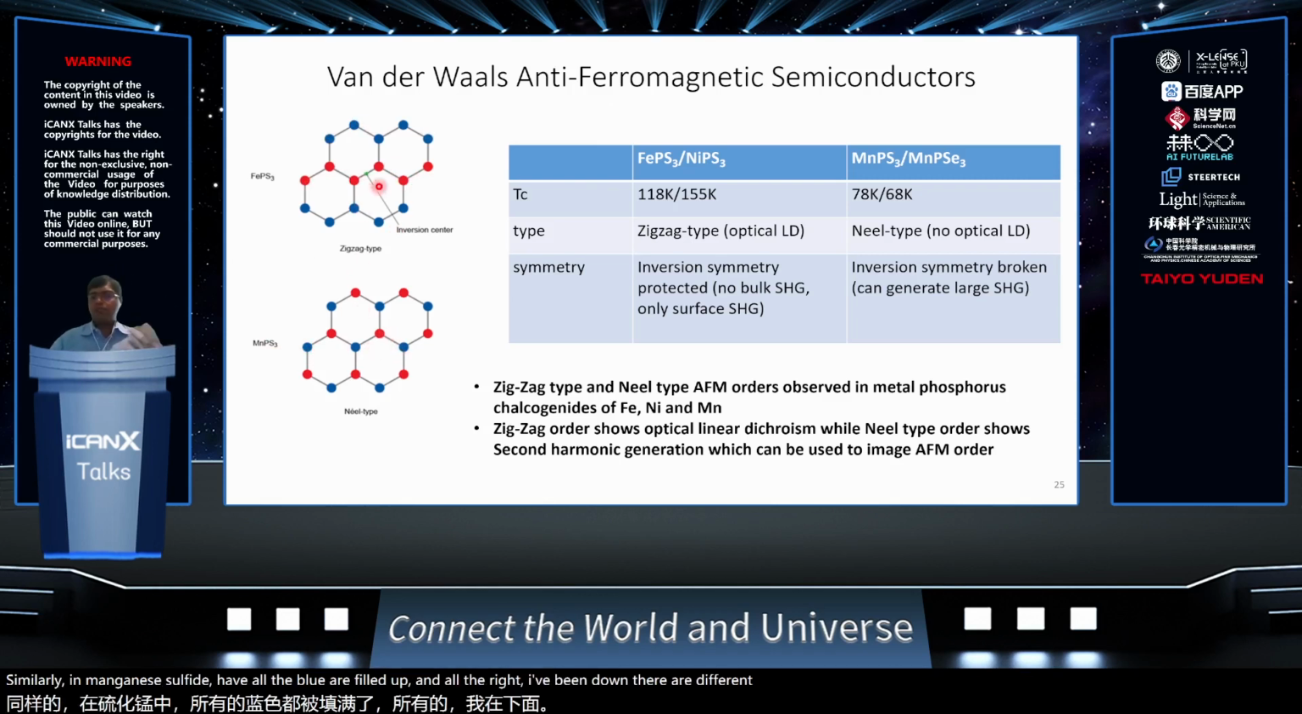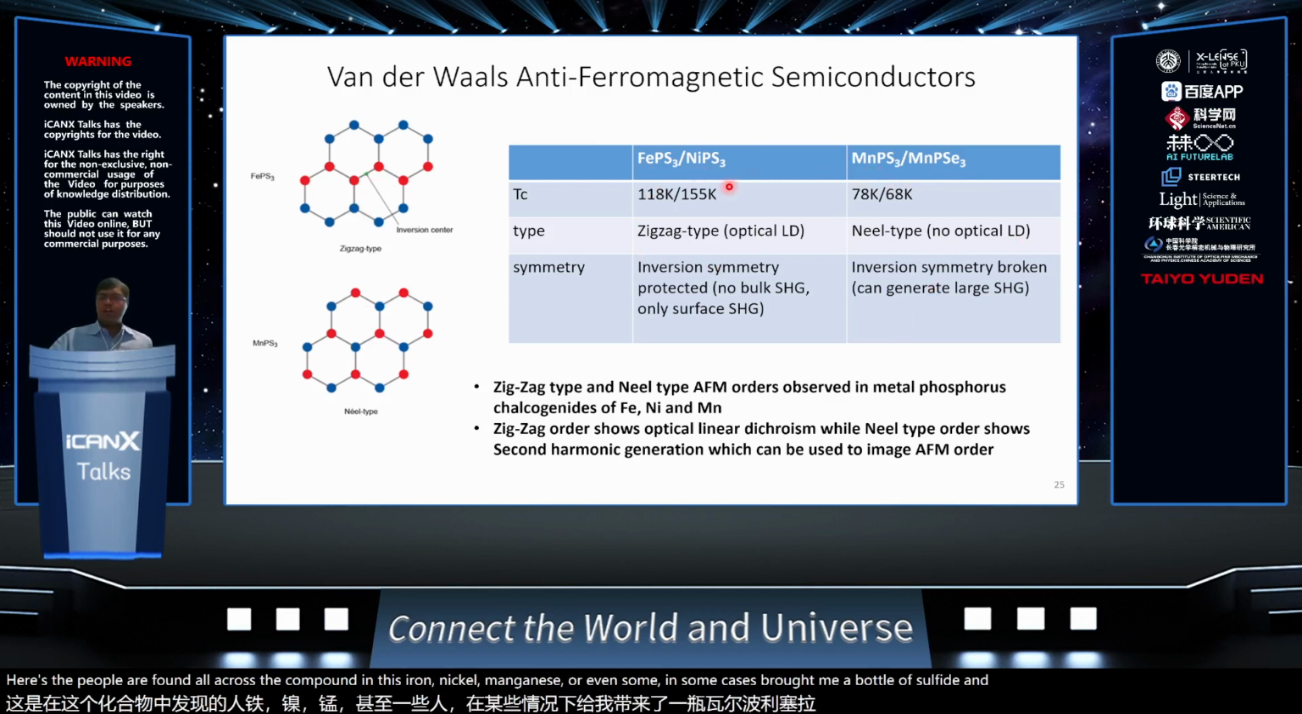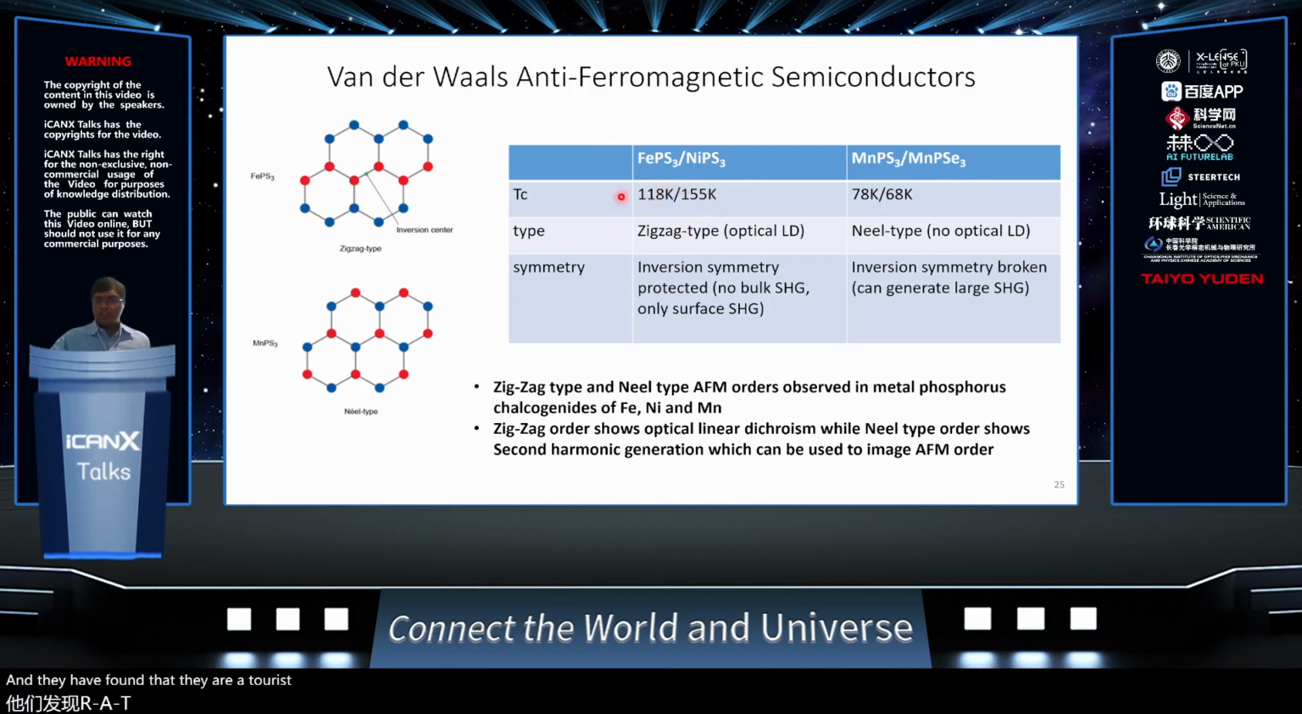So there are different types of antiferromagnets. People have found all classes of compounds in this family: iron, nickel, manganese, or even in some cases chromium, phosphorus sulfide and selenide. They are all antiferromagnetic in nature. And they have found that their Curie temperatures for magnetization are near or even above liquid nitrogen temperatures. They are quite good. Depending on how the spins crystallize in these materials, you can have a zigzag type antiferromagnet, or you can have a Néel type antiferromagnet. And depending on whether it's zigzag type or Néel type, you have very different optical properties.